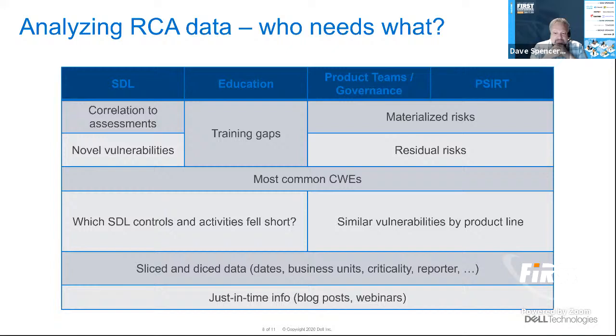This next item is something, again, everybody cares about, right? So we take all of the data that comes out of this process and pump it into a business intelligence application, and then we can present live sliced and diced data across a variety of axes. So whether it's by date or by business unit, by criticality, by what type of reporter it was, by CWE, whatever it is, we can present that data and do custom dashboards for different stakeholders.